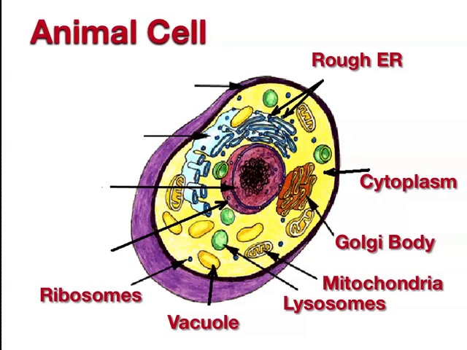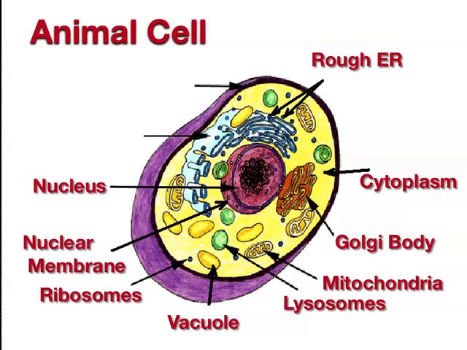Now this next one is pointing to the outer layer here. Jared? The nuclear membrane. Outer layer of the nucleus is the nuclear membrane. And this next arrow is just referring to the whole thing. That whole thing is what, Abby? The nucleus.